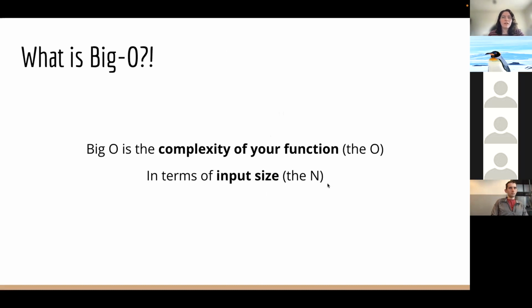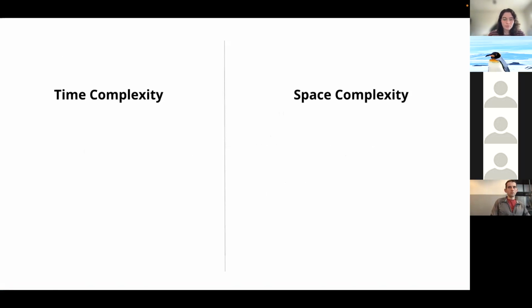We are generally concerned with how much time an algorithm takes to run based on the input size, as well as how much memory it would take to utilize this. So with big O, there are two types. There's a time complexity and there's a space complexity.